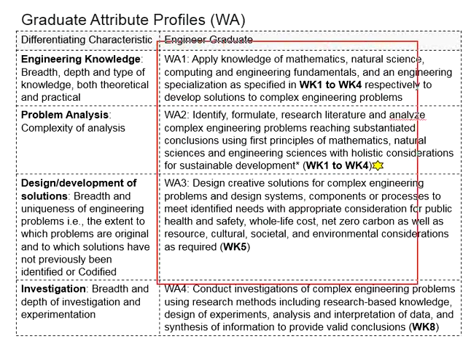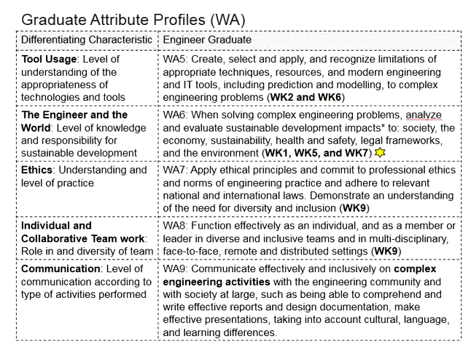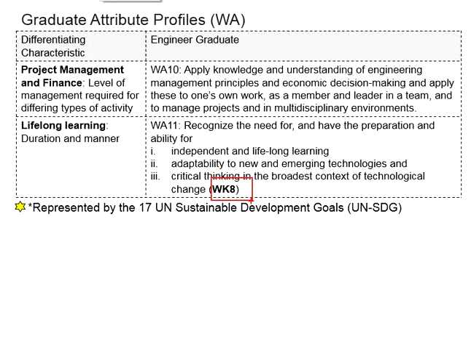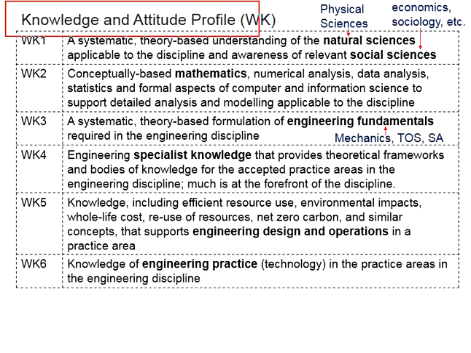When you read through the graduate attributes, you will see a lot of WKs. For example, WK1 to WK4, WK5, WK8, WK2, WK6, WK1, 5, 7, WK9, and WK8. What are those actually? These are the knowledge and attitude profile, coded as WK. W here stands for Washington Accord.